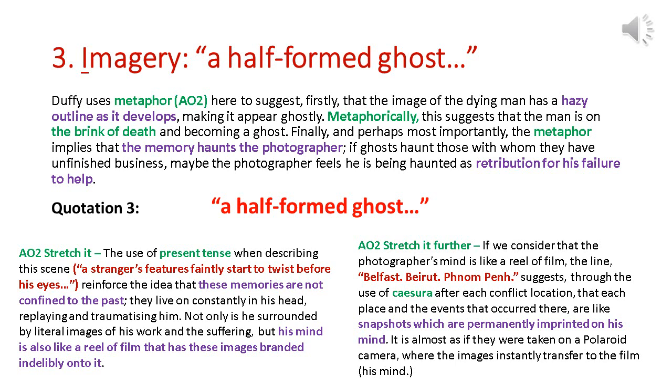Again, if you wanted to go even further, if we think that the photographer's mind is like a reel of film, the line in the poem "Belfast, Beirut, Phnom Penh" suggests, through the use of caesura after each conflict location, that each of those places and each of those war zones are imprinted onto his mind like snapshots or Polaroid images. And yet again, they can't be erased, they can't be wiped away.